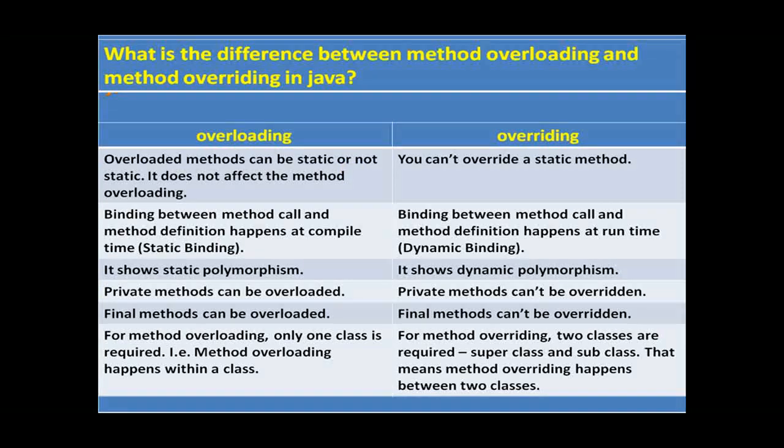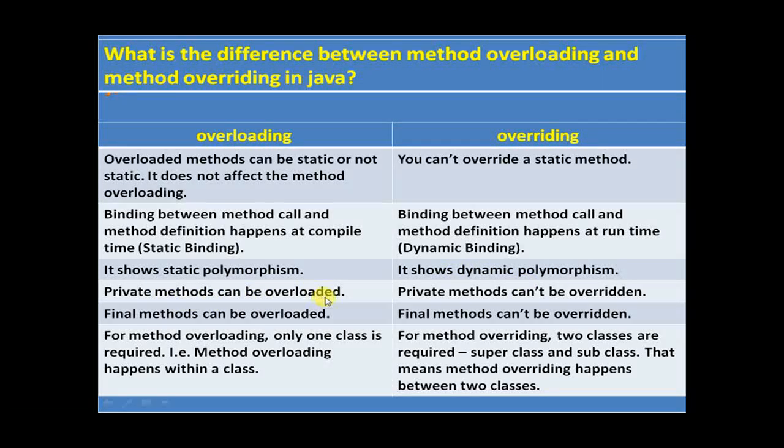The next point is that an overloaded method can be static or non-static. It doesn't affect method overloading. You cannot override a static method. In overloading, binding between method call and method definition happens at compile time. In overriding, binding between method call and method definition happens at runtime. Overloading shows static polymorphism. Overriding shows dynamic polymorphism.